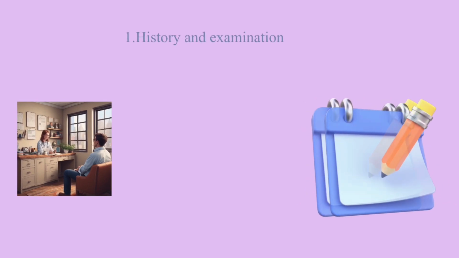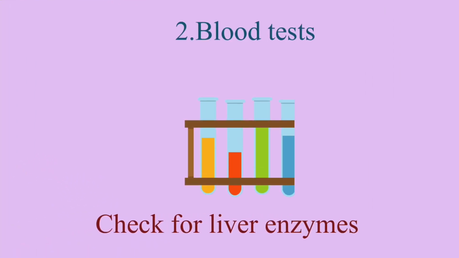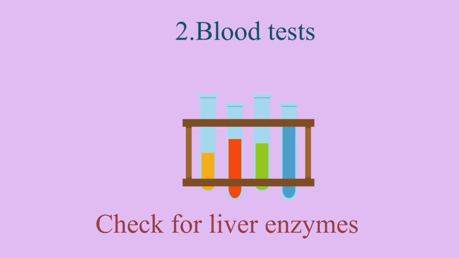Hey guys, if you suspect you have alcoholic liver disease because of heavy drinking, here's how doctors figure it out. You start by talking to your doctor about your drinking habits, health history, and any symptoms you may have, like feeling tired all the time or noticing your skin turning yellow. Next, they will draw some blood to check your liver enzymes and see if they are elevated. High levels could mean your liver is not happy.